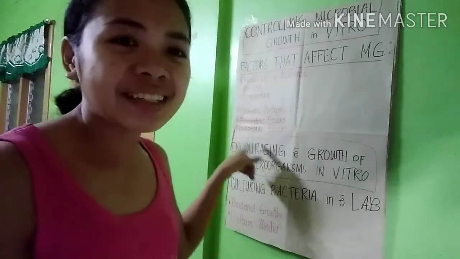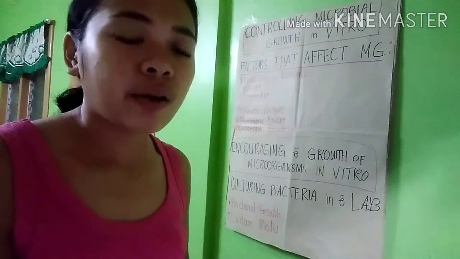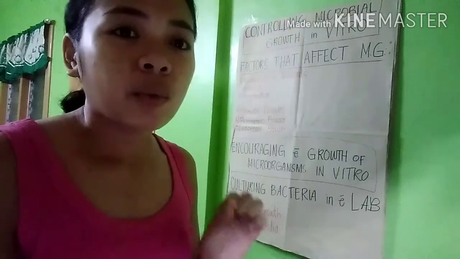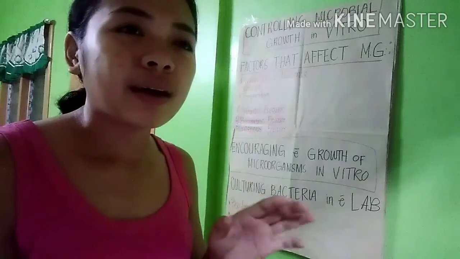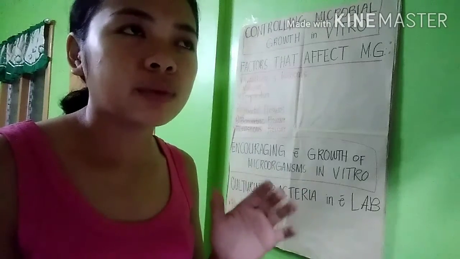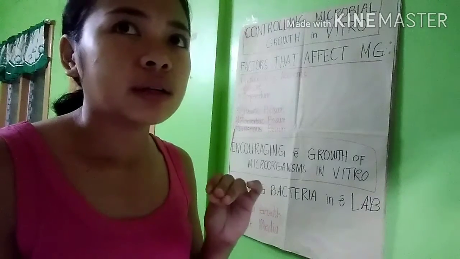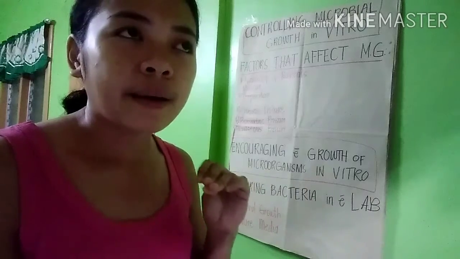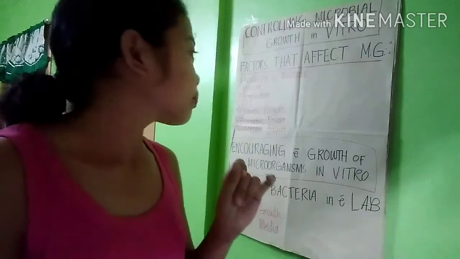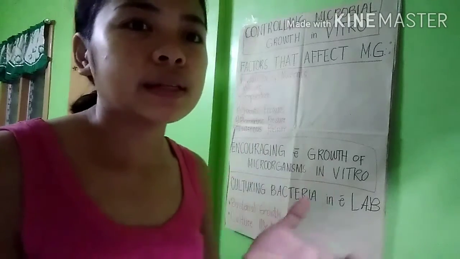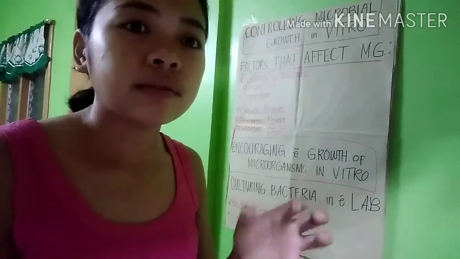So the next is the moisture. Moisture is also very important to microorganisms because a moist surface is where they like to multiply and replicate, especially when that specific surface has a good temperature and a lot of nutrients.